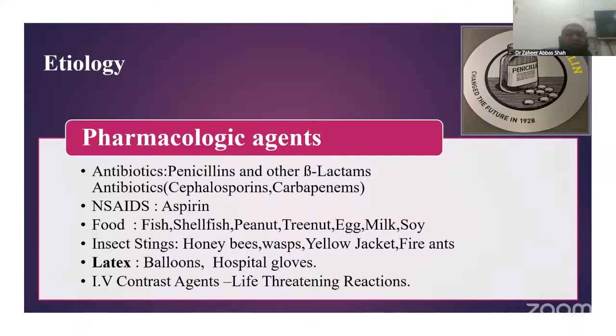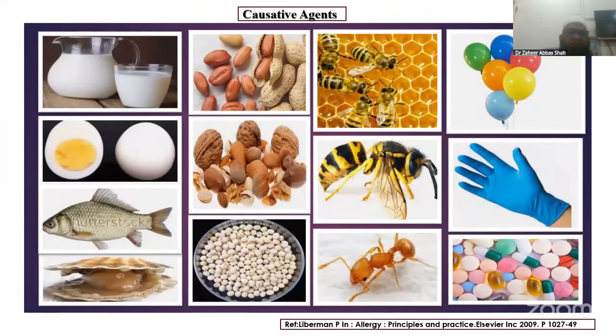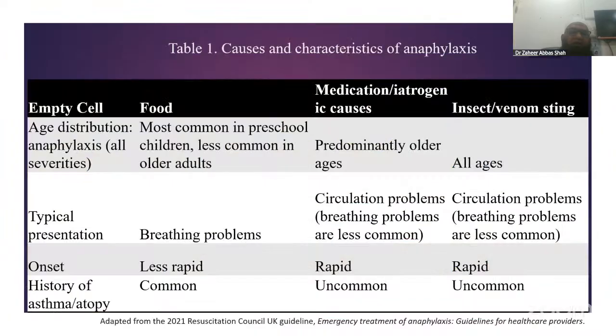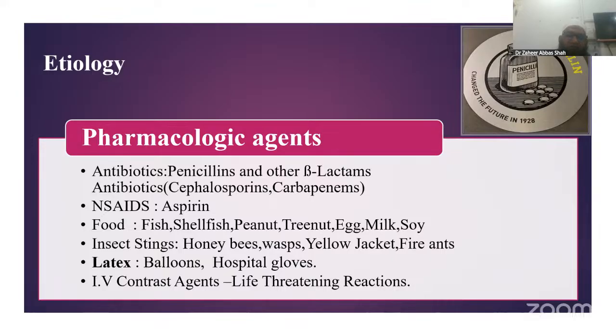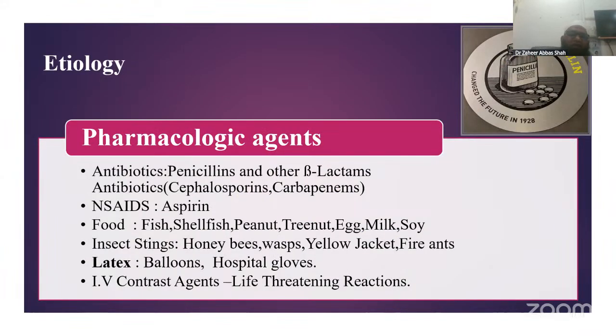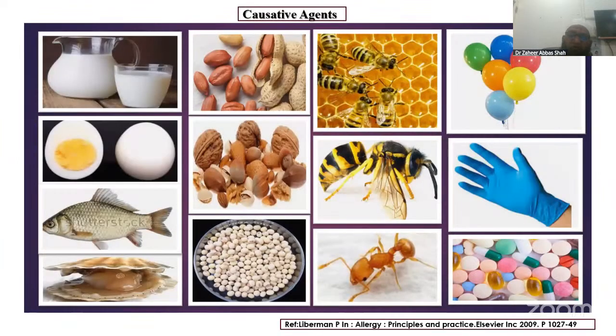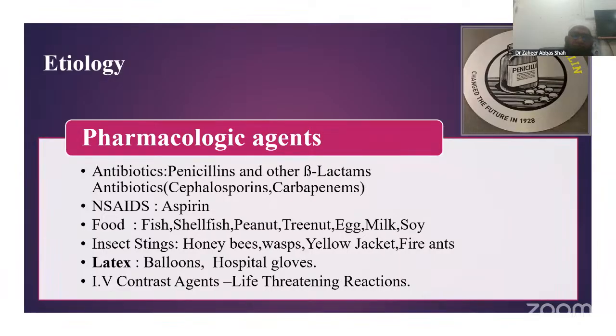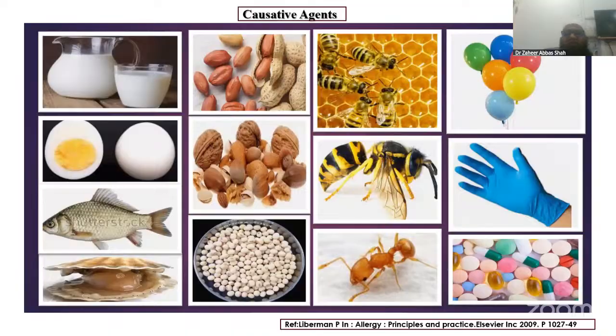So far as the food items are concerned, we have fish, shellfish, peanut, tree nut, eggs, milk, and soy proteins. In insect stings, we have honeybees, wasps, yellow jackets, and fire ants. In latex, we have balloons, hospital clothes, even condoms. They are responsible for this, and IV contrast agents cause life-threatening reactions. So these are the things.